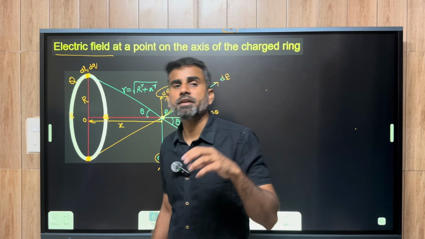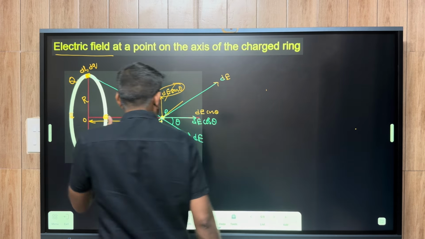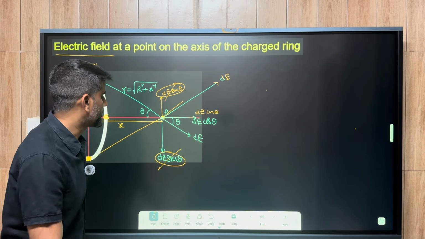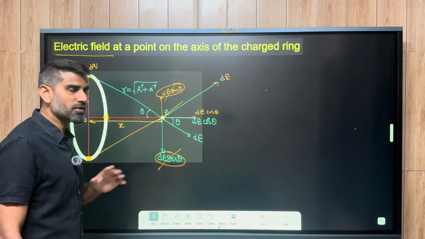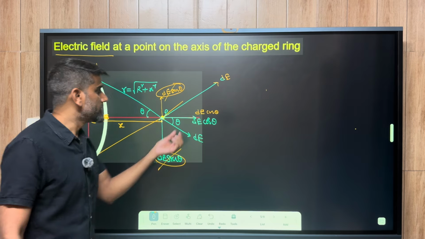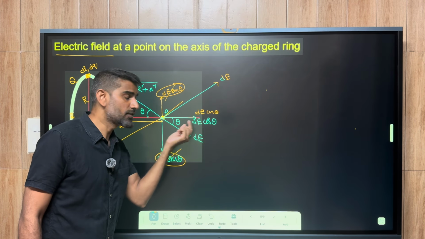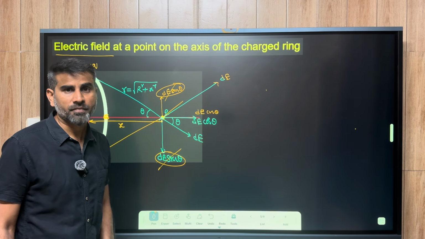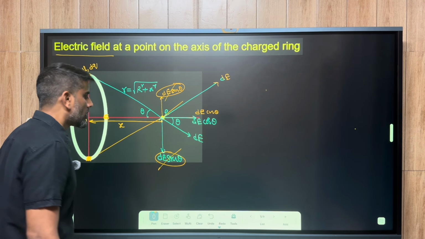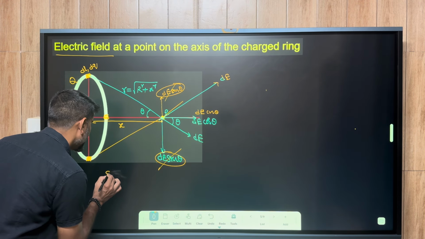What are the components that are being added up? Those acting along the axis of the ring. So the cancelled components are not giving any kind of electric field at this point. Rather, these axial components are giving the net electric field at this point. My point clear to you, right? Okay, let's move ahead.